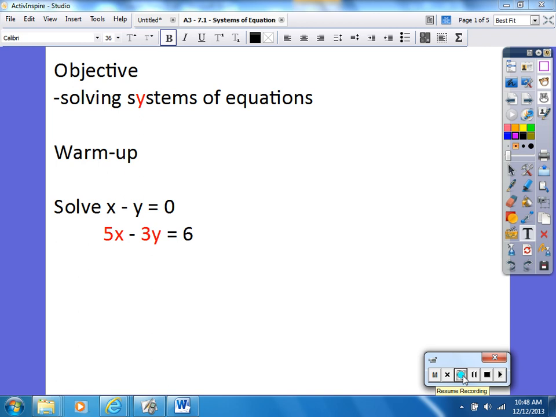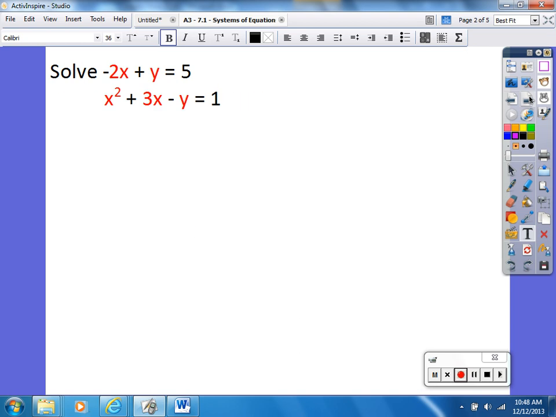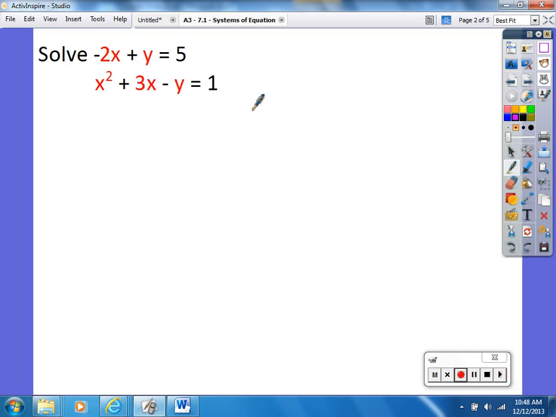Solve systems of equations. I'm going to skip the warm-up because we did 10 problems already, or 11 problems already, with substitution and elimination with only 2 variables. So here's our first problem we're going to go ahead and do. Most of you can see that if I add them right away, my y's cancel. So I'm going to start there by just adding these two together.